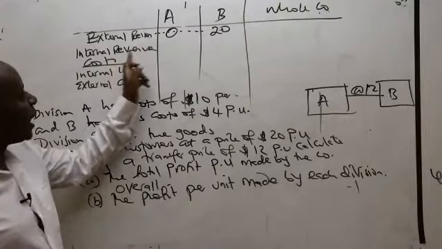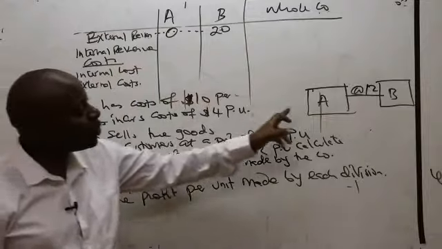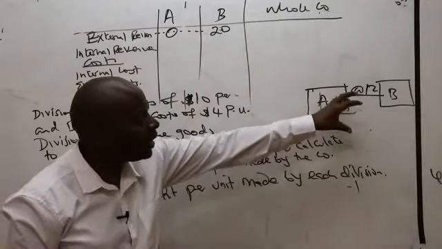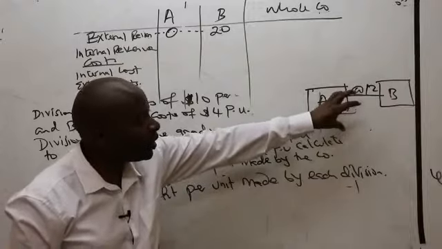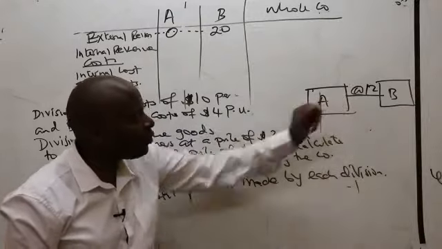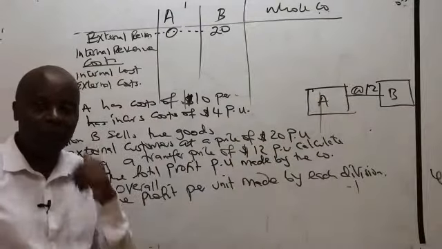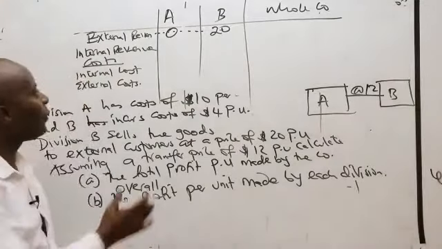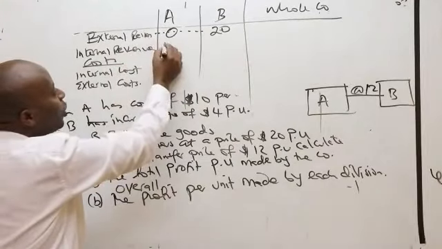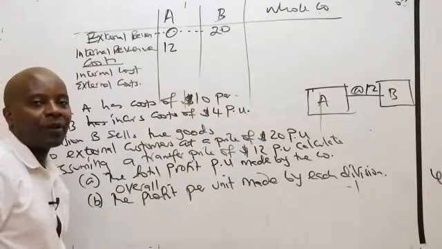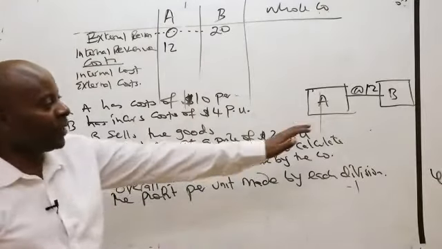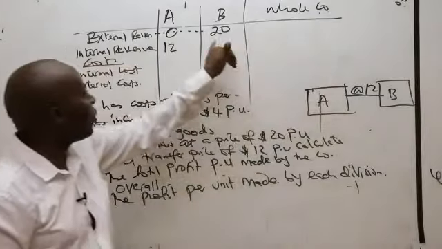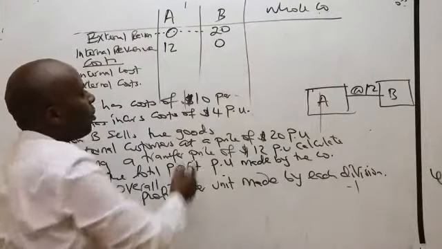Now comes the internal revenue. Internal revenue is the one that A is making. A is selling these goods to B, and they are able to earn a price of 12. They never gave us quantities, otherwise we would have multiplied. So we have internal revenue per unit of 12. And you can see, ladies and gentlemen, that B does not have any internal sale. So B's internal revenue is 0.